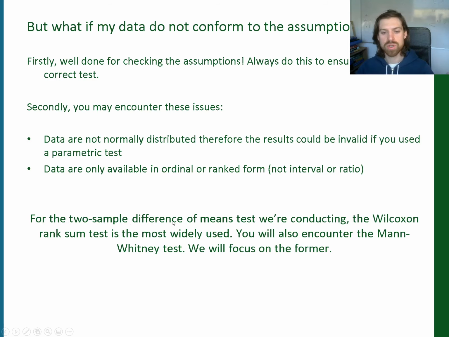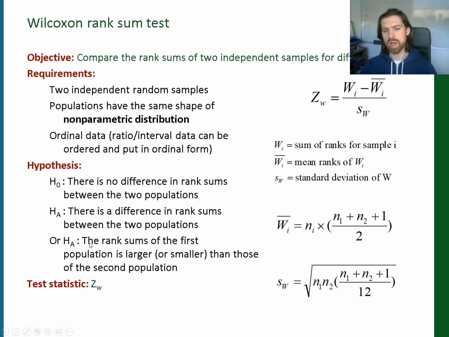If we still have two sample difference of means tests that we're conducting, and we don't conform to the assumptions, then we have these other options that we're able to explore. I mentioned before the Wilcoxon rank sum test is one of the most widely used, and we've also spoken just briefly about the Mann-Whitney U test. We're going to focus on the former today, the Wilcoxon rank sum test, and look at how we calculate this. We're going to go over an example, and then we'll work that out in the lab.